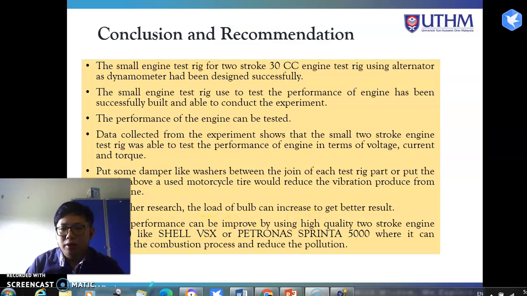And the last one, the engine performance can be improved by using high quality 2-stroke engine oil like Shell VSX or Petronas Sprinter 5000, which can improve the combustion process and reduce pollution.